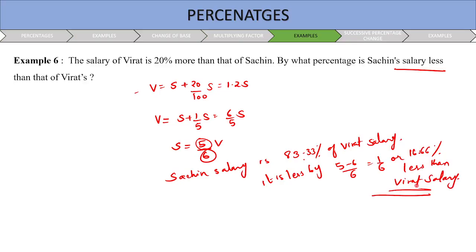So I hope you understood this sum. We have applied all the concepts which we have discussed previously in this session. Nothing additional we are doing. You have to consider this as your final value, this as your initial value. So 6 minus 5 by 6, which will be 1 by 6. And this is your 1 by 6 decrease, or 1 by 6 less. That is your answer. So I hope this sum is clear to you.